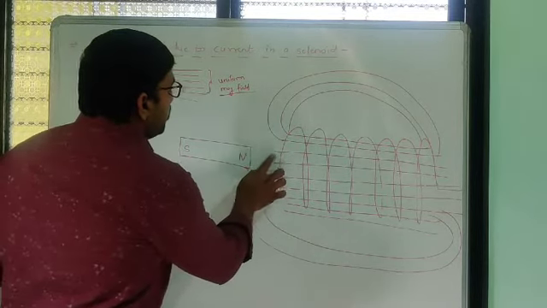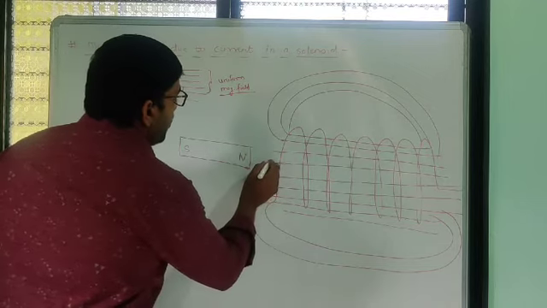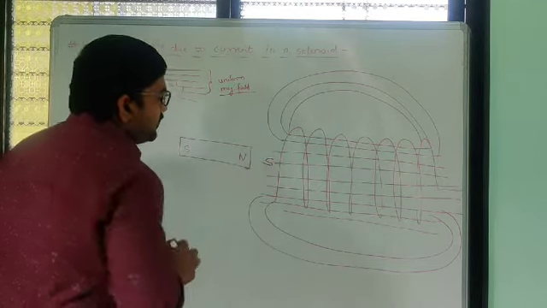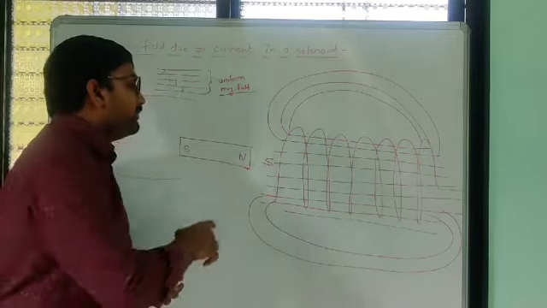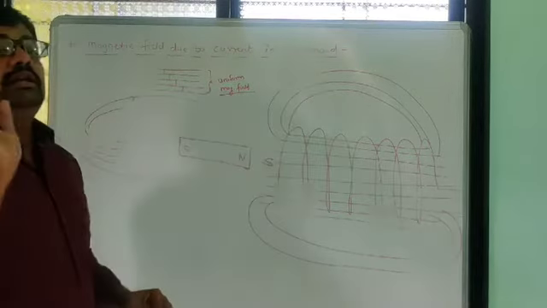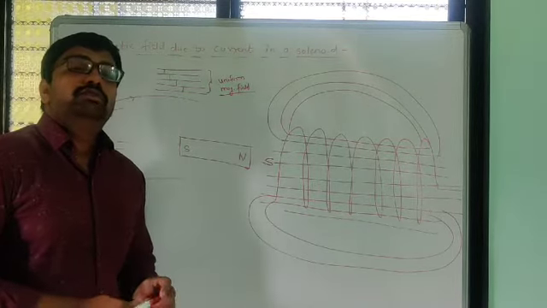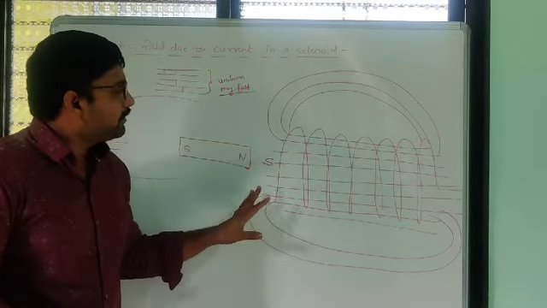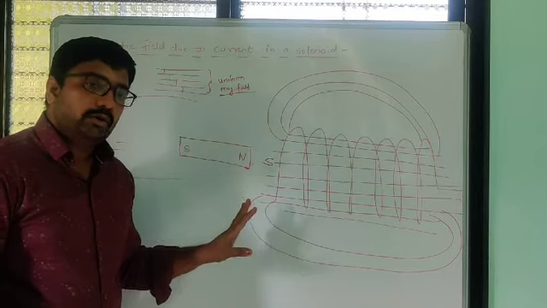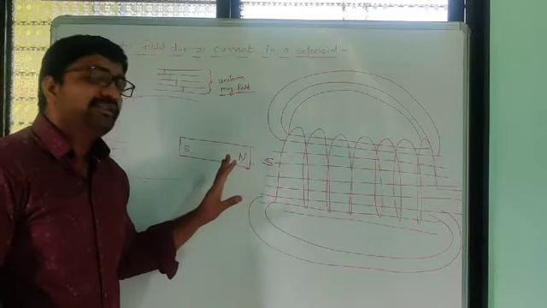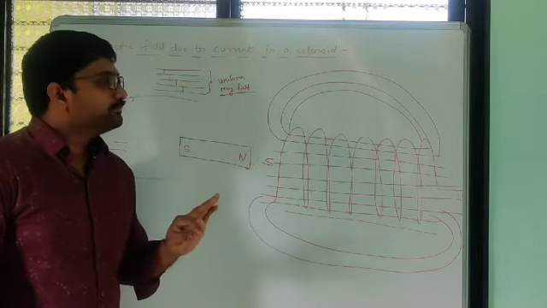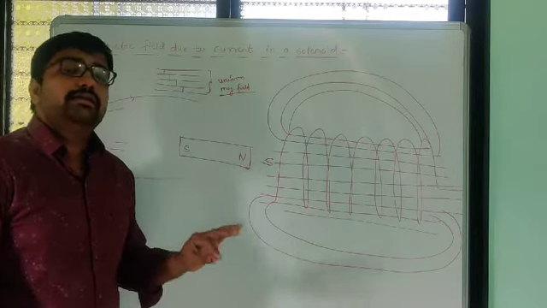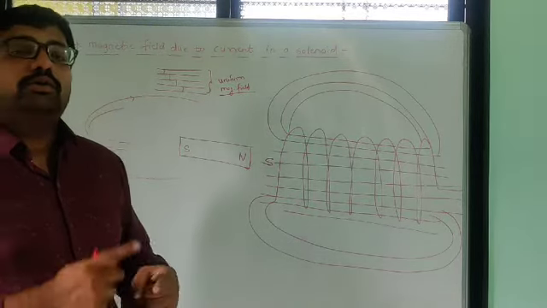And if we bring the north pole here and attraction takes place, then we can say that this is the south pole, because we know that in a magnet, opposite poles attract. In such a way we can find out which pole of a solenoid is south and which is north. So first, what is a solenoid?